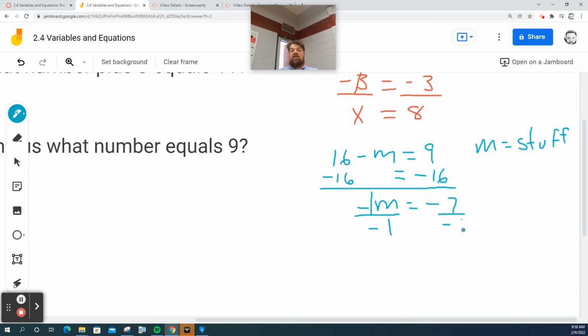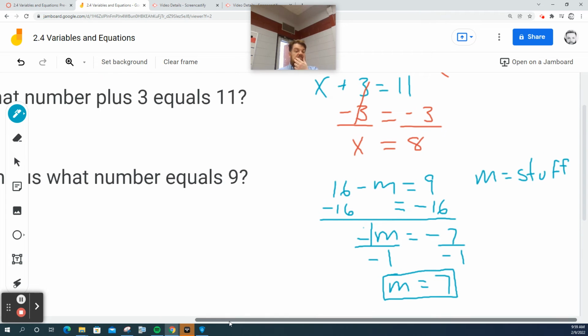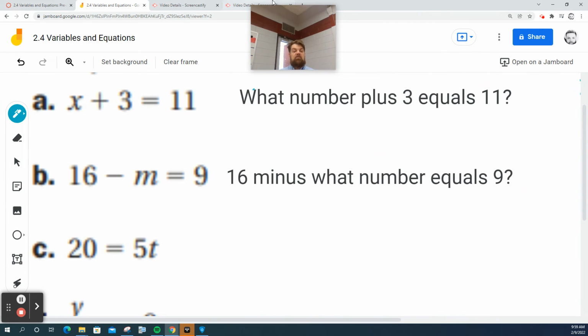Now, when I divide by negative 1, what's negative 1 divided by negative 1? 0. Nope. Negative 1 divided by negative 1. 1. What's 1 times m? M. Now, what's negative 7 divided by negative 1? Positive 7. Very good. So the answer is technically 7. I know you think that it's easy, but it's the formality of it that is hard. All right, here we go. Let's do the next one.